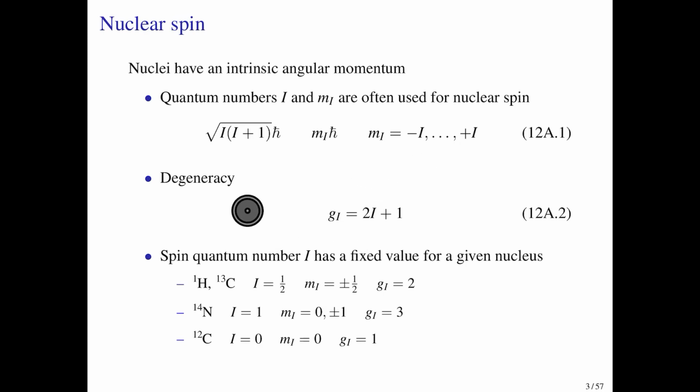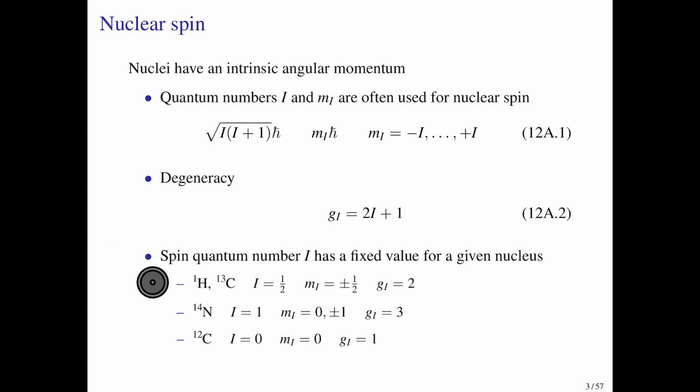One difference between electrons and nuclei: for electrons, the spin quantum number S is equal to 1/2 for every electron. All electrons are the same. Of course, we have different nuclei, and different nuclei, depending on the number of protons and neutrons they have, can take on different values for the spin quantum number. And so I've listed a few here.